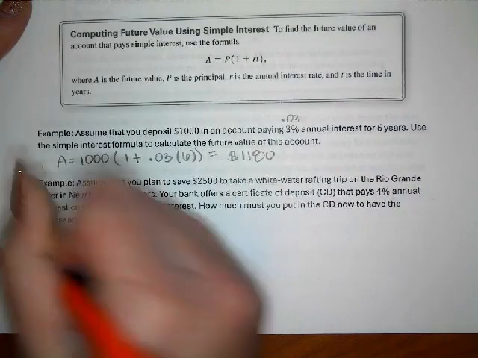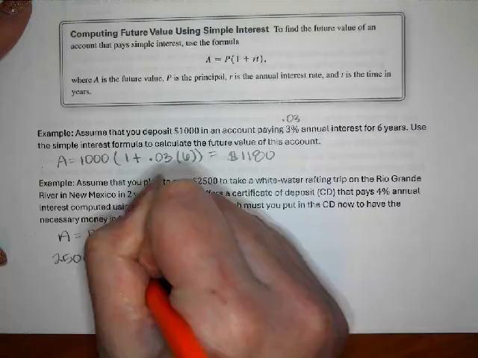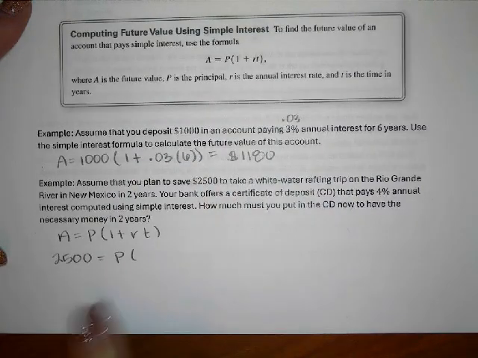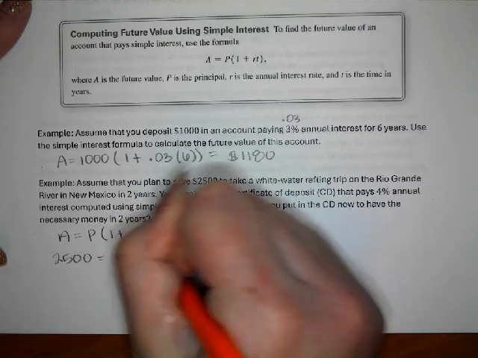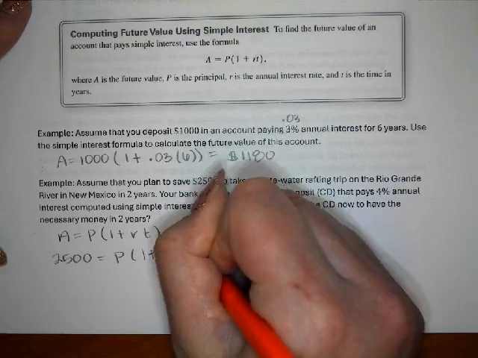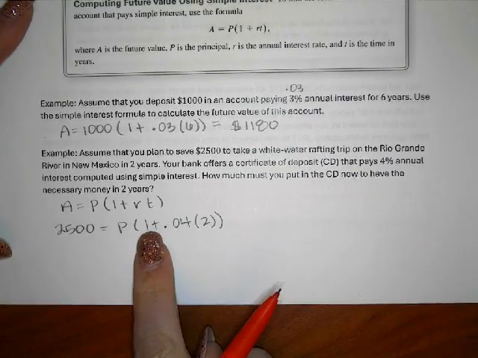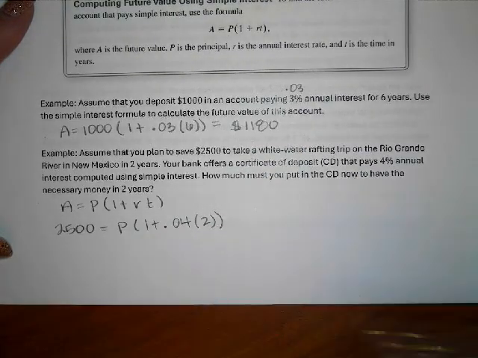So we know that we want to have $2,500, but we don't know this value, how much we want to put in the account to start with. We know that our interest rate is 4%, so I'm going to have 0.04, and we know that our trip is going to be in 2 years. So that's going to be 2. So I can go ahead and calculate this.